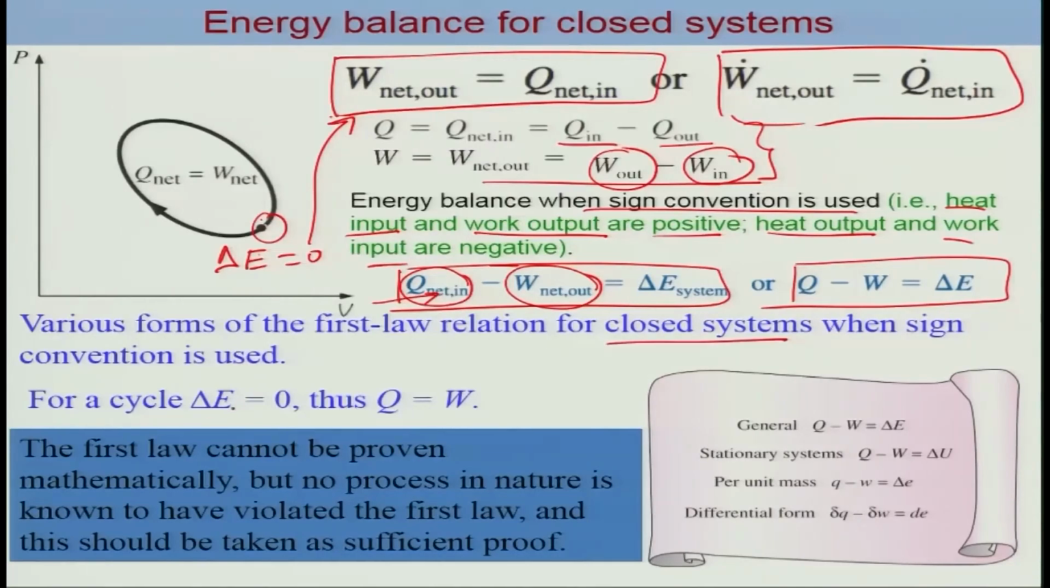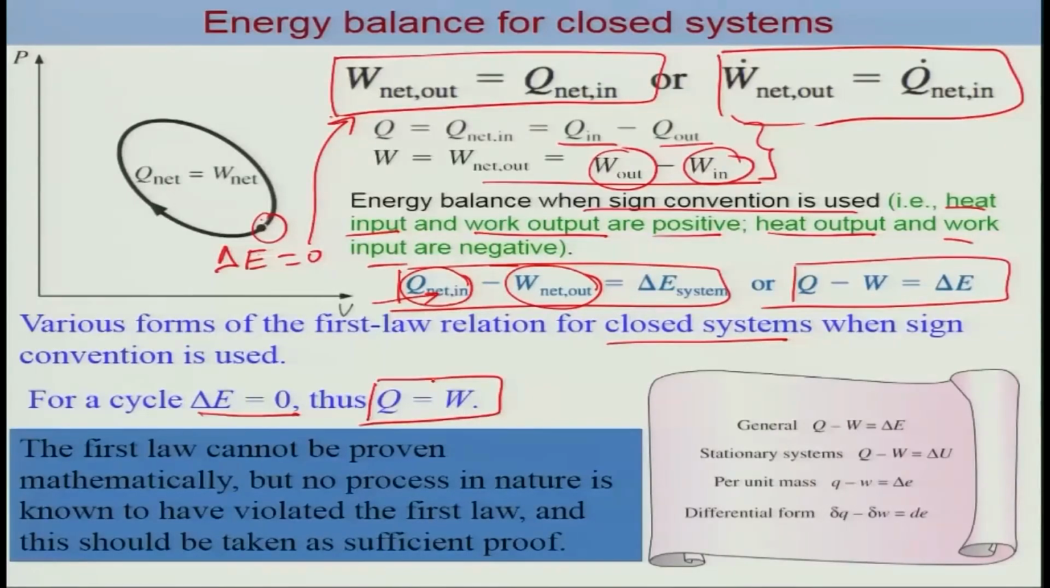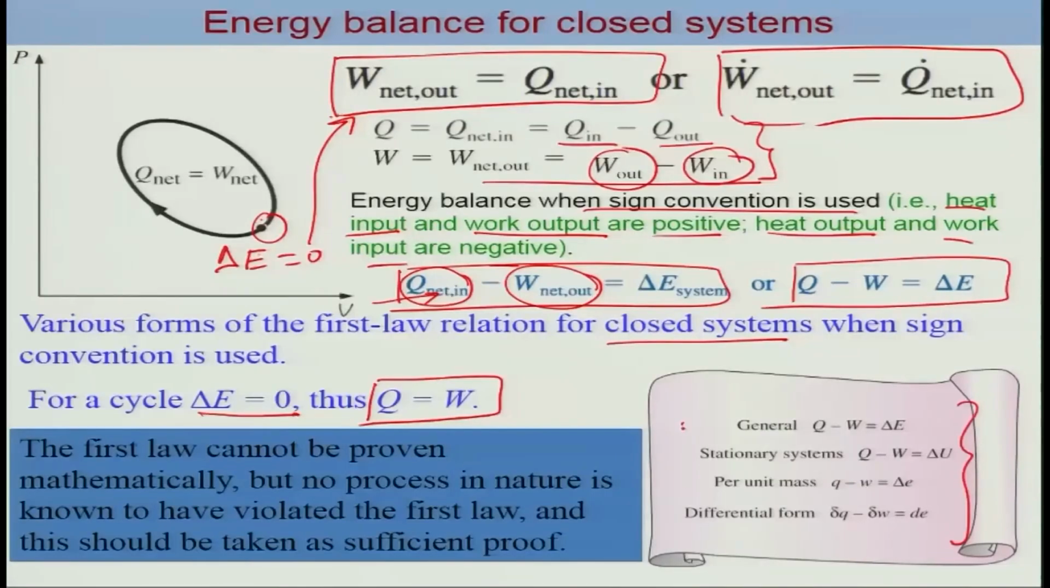So for a cycle, as I said, delta E should be 0 and thus your net heat in should be the same as net work out. Now, from the perspective of the first law, heat and work are not distinguishable, because these are both related to energy transfer in dynamical form. But this becomes more relevant when we discuss the second law, and then we will realize the importance of distinguishing different types of dynamical transfer of energy, in the form of heat and work. And the general energy balance is summarized here, just for a quick reference.